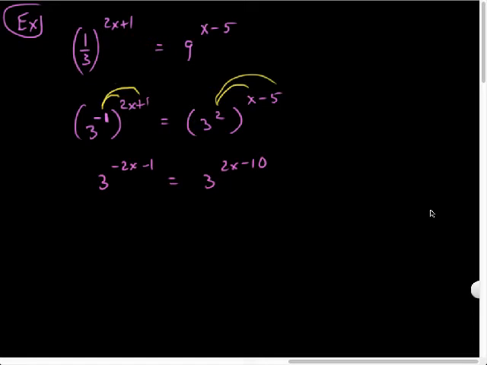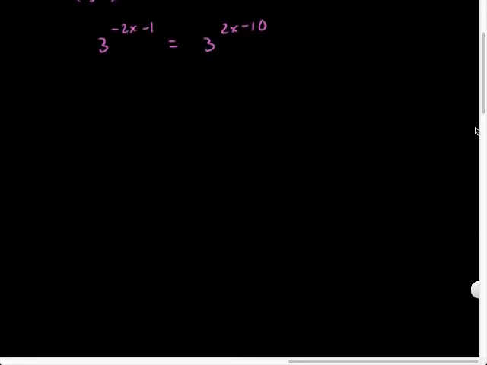And looking at that, what logically makes sense? Just cancel out the 2 x's. Right? No. Why? I've got 3 to something equals 3 to something. What must be true? What must be true about this and this? They have to be the same. So let's say -2x minus 1 must equal 2x minus 10.